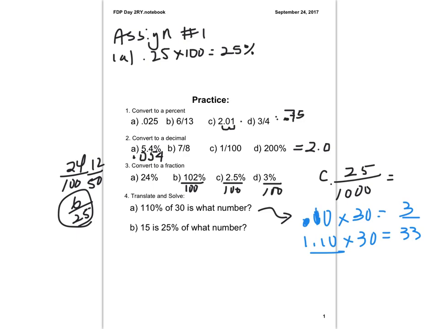Whatever you feel comfortable doing is, I'm sure, what your teacher would like you to do. For this one, B, we have to set it up 15 equals 0.25x. Divide both sides by 0.25. What is 15 divided by 0.25? That is your question. That is your answer for x.